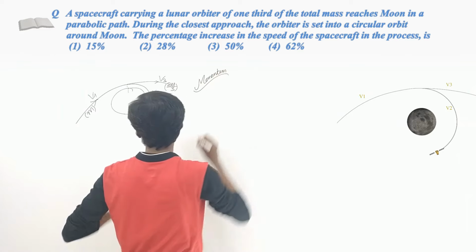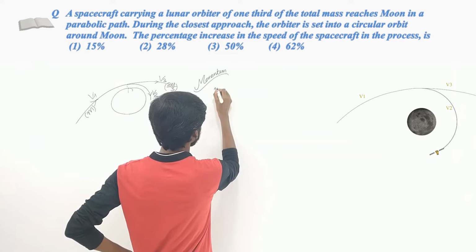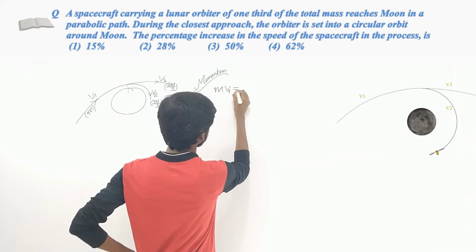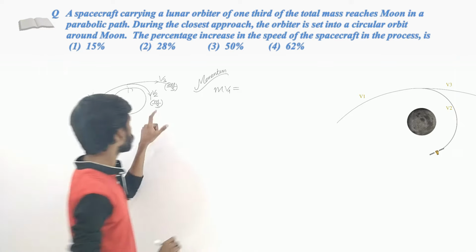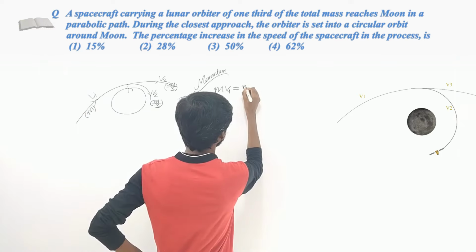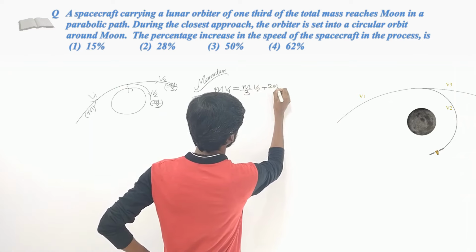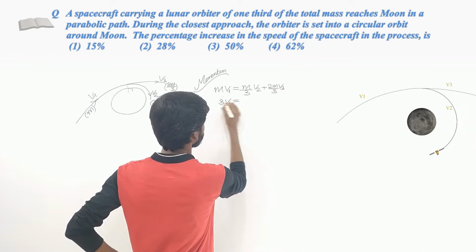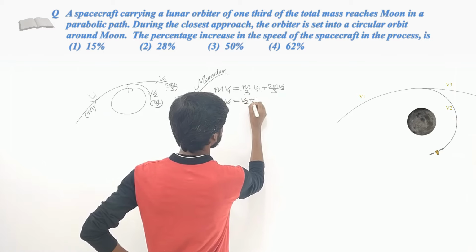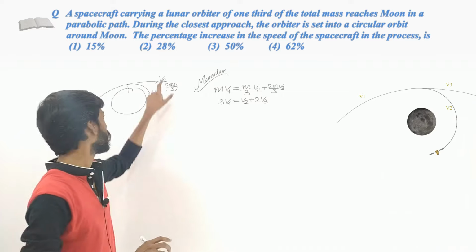So shall we find the momentum before reaching that point? So that is the mass multiplied by the speed, mv1. Similarly, the total momentum after this separation. So the momentum of this object is m by 3 multiplied by v2 plus the other part 2m by 3 v3. Okay, so if you simplify, so we'll get 3v1 equals v2 plus 2v3. So we got a relation between the speeds of all the three objects.